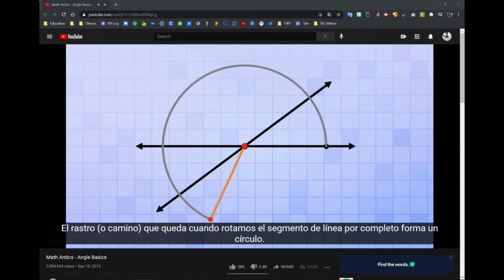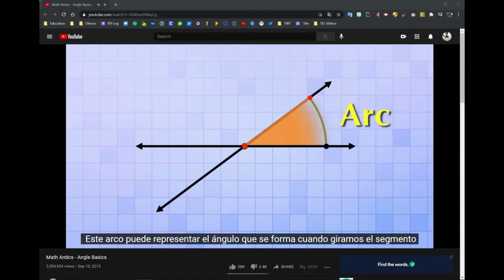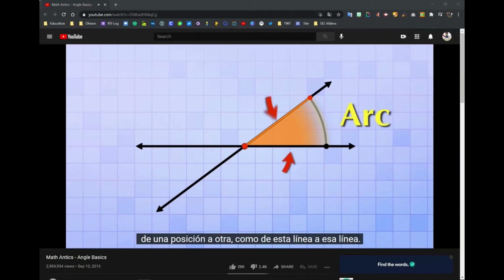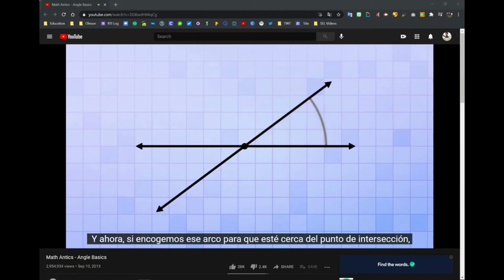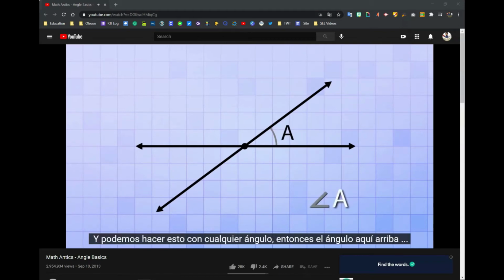The trail, or path, that's left when we rotate the line segment all the way around forms a circle. But if we only go part way around, then it forms part of a circle that we call an arc. This arc can represent the angle that's formed when we rotate the segment from one position to another, like from this line to that line. And now, if we shrink down that arc so that it's close to the intersection point, and then put a letter by it, like the letter A, we have another way of showing an angle, angle A. And we can do this with any angle.